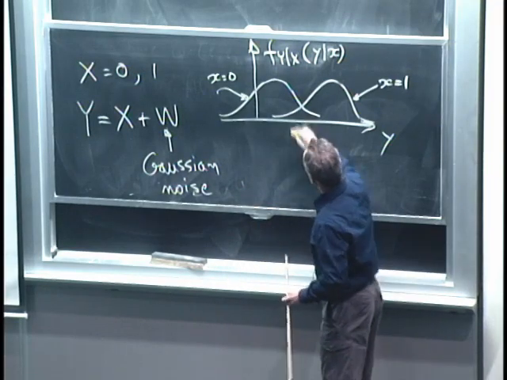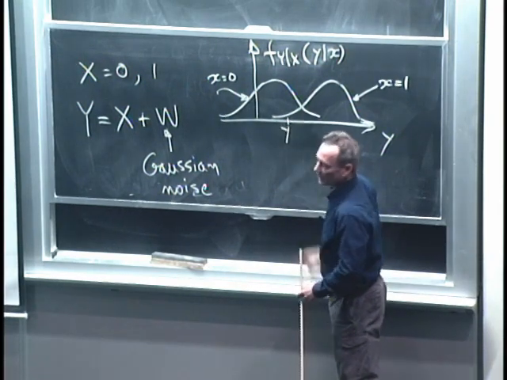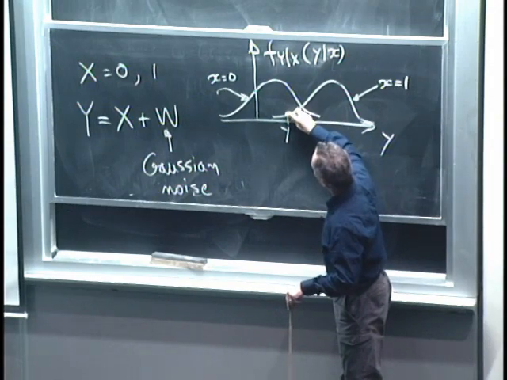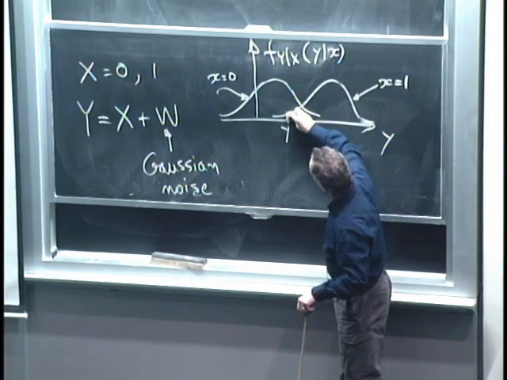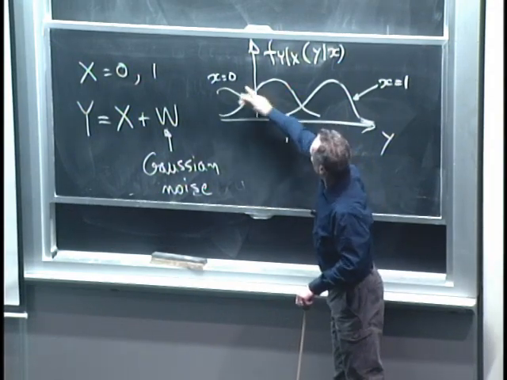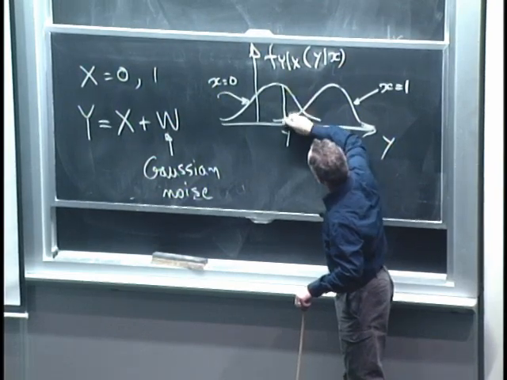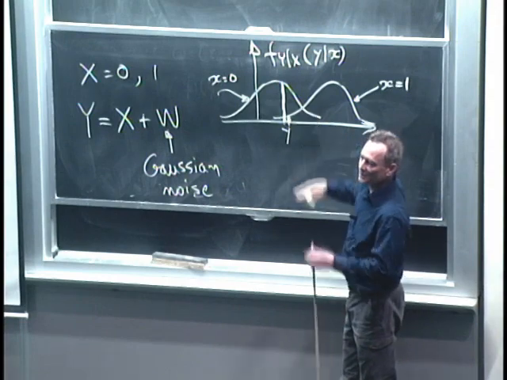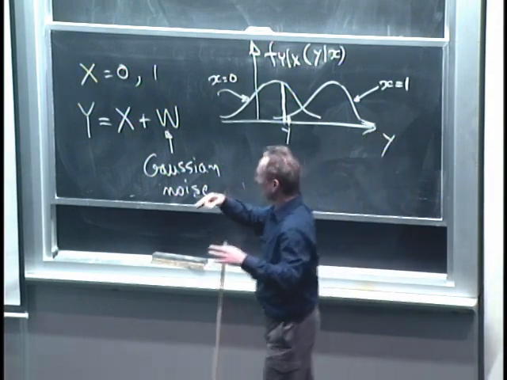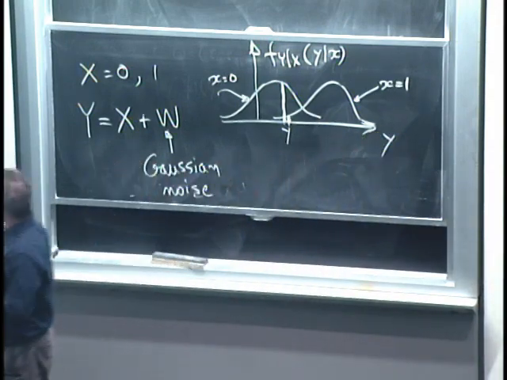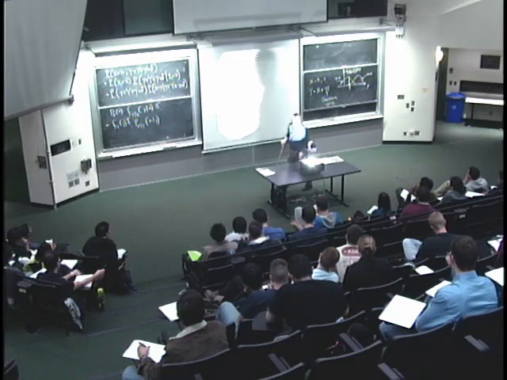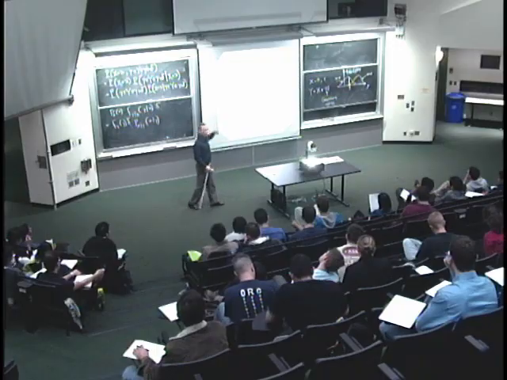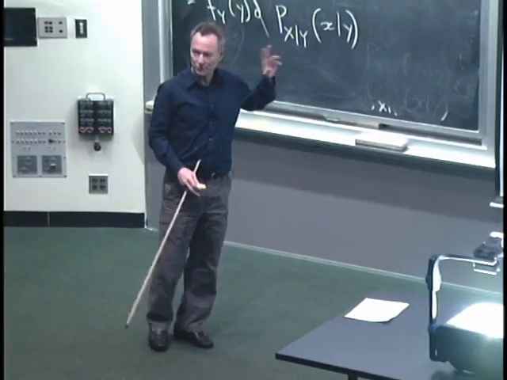So in this picture, if I were to get a particular Y here, I would say that X equals 1 has a probability that's proportional to this quantity. X equals 0 has a probability that's proportional to this quantity. So the ratio of these two quantities gives us the relative odds of the different X's given the Y that I have observed.